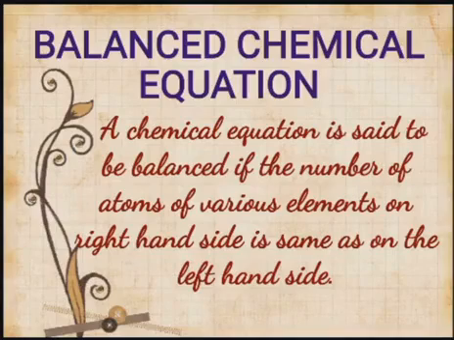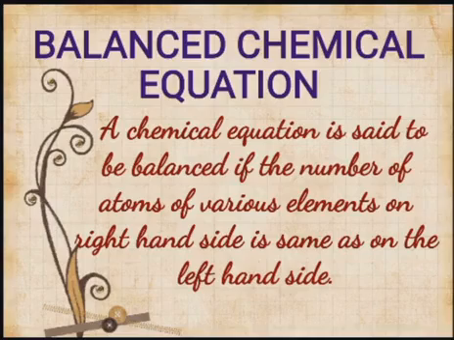What is a balanced chemical equation? A chemical equation is said to be balanced when the number of atoms of elements on the reactant side is equal to that on the product side.